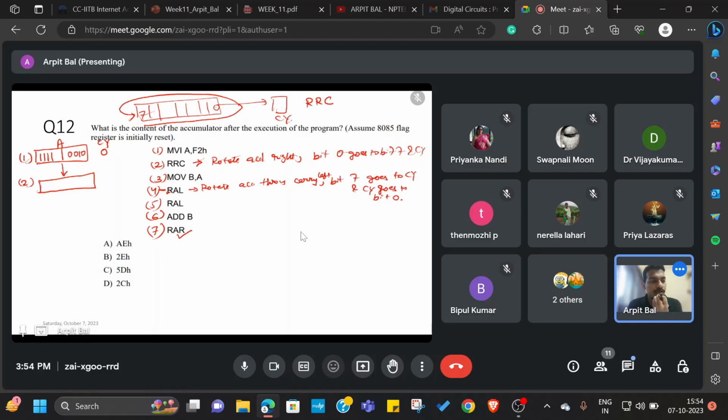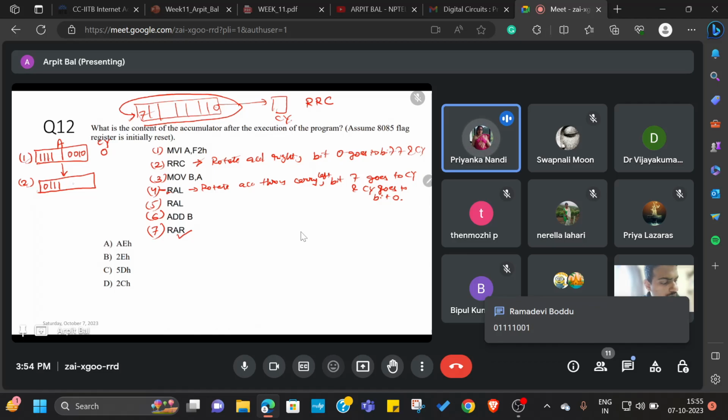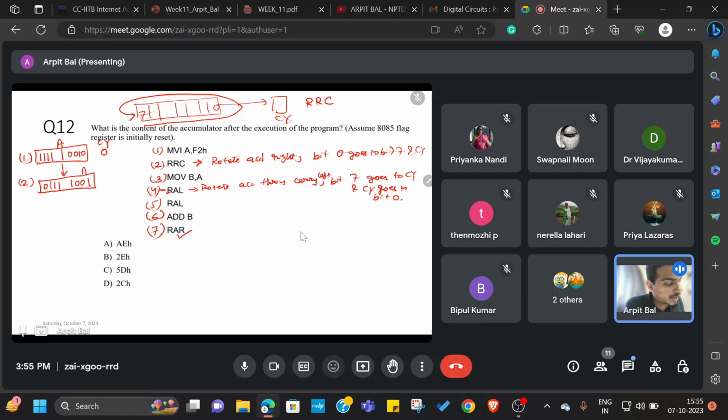Okay, what should be the content? 0 1 1 1 0 1 1 1 1 0 0 1. Okay, this is the accumulator's content. In step 3, MOV B, A. It means whatever content of the accumulator we have will be moved to register B. It means 0 1 1 1 1 0 0 1 is copied to register B.